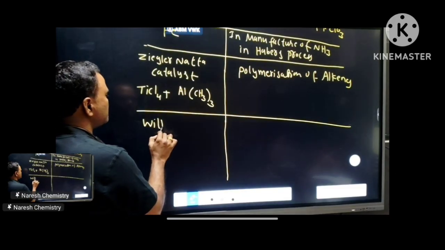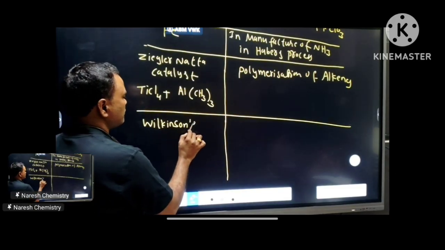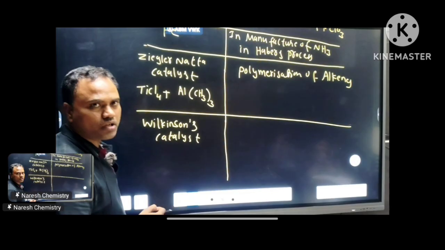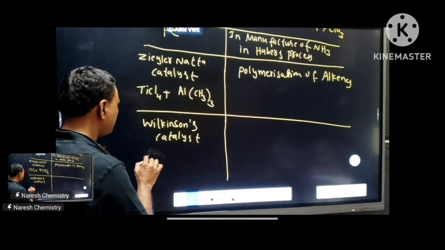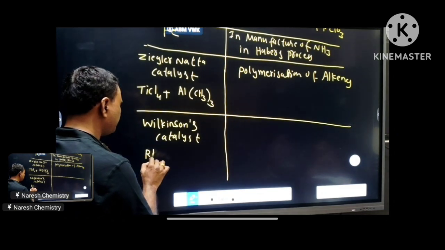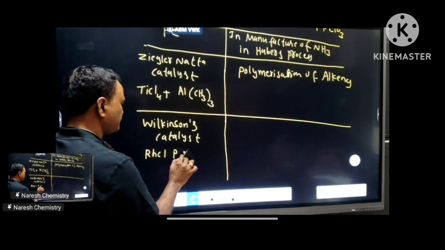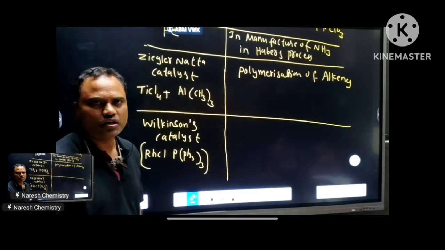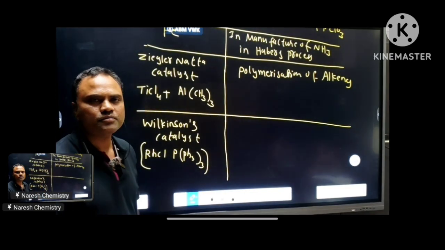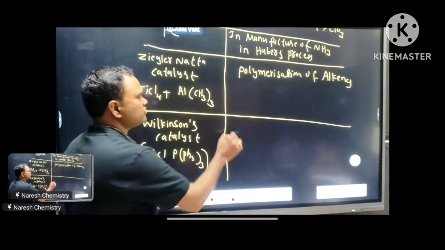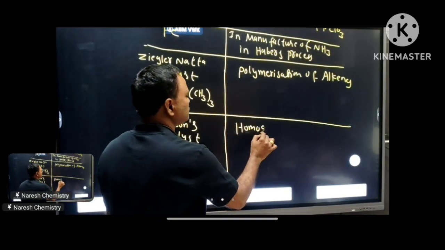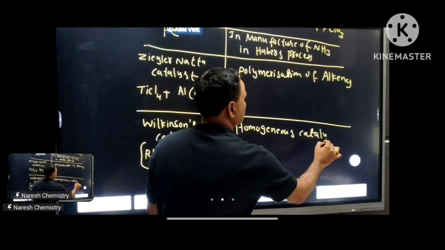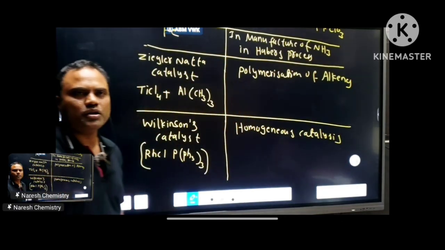Wilkinson's catalyst. Triphenyl phosphine, rhodium chloride. Tell me the composition. Triphenyl phosphine, rhodium chloride, commonly called Wilkinson's catalyst, is used in homogeneous catalysis.